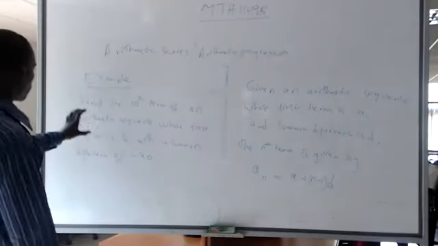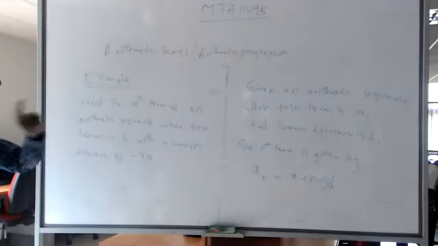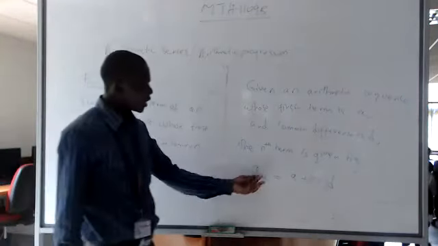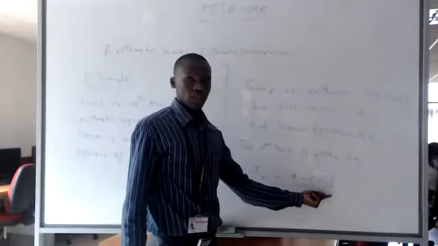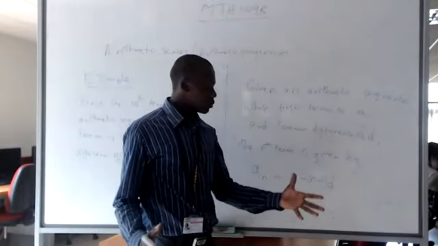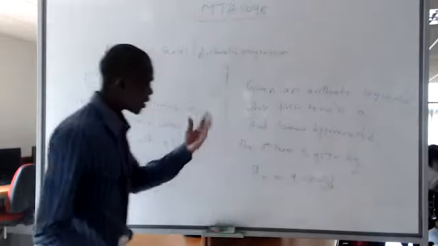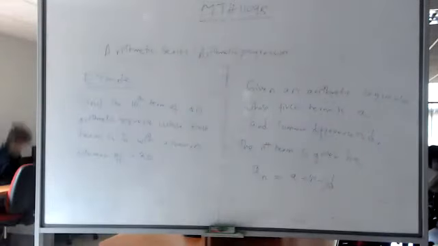Find the tenth term of an arithmetic sequence whose first term is 6 and common difference is -20. So the formula is here: an is a plus (n minus 1) d. We are only to simply identify these values. What is n? What is d? What is a?